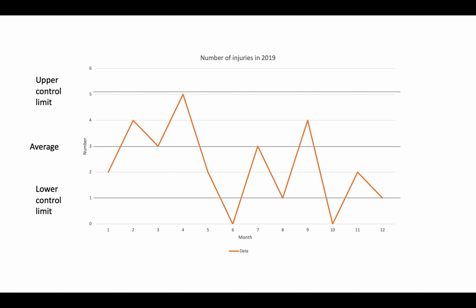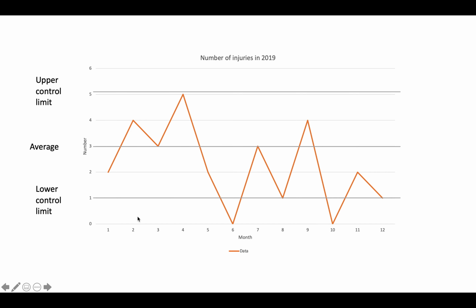As you can see from this graph, I just made this up. The data is not real, but we're using this for an example. It shows injuries from 2019. You can see the data going through the upper control limit and the lower control limit.